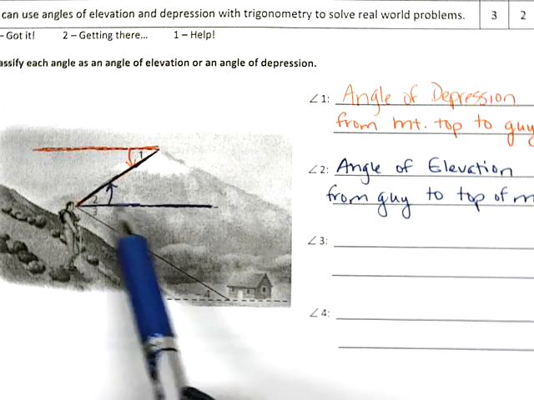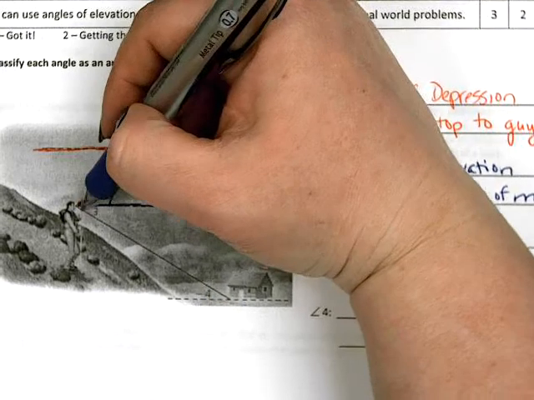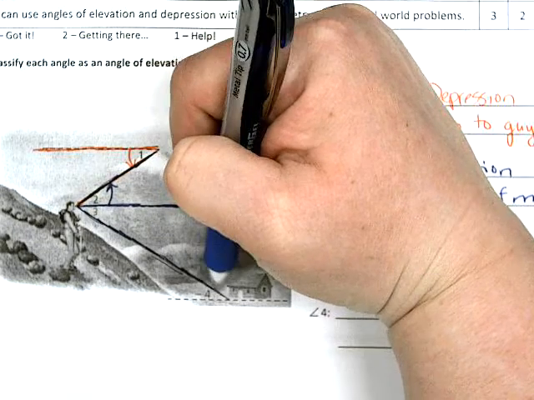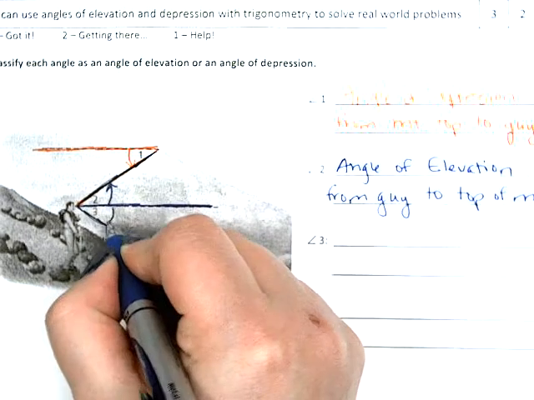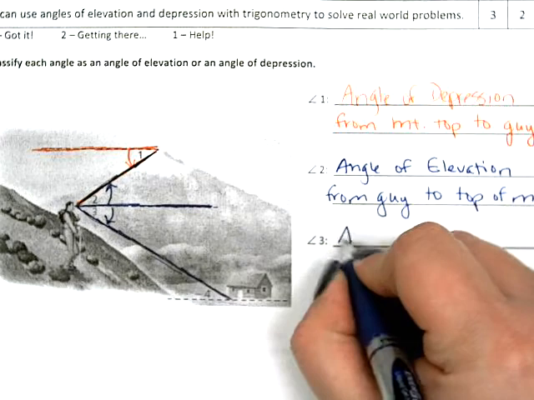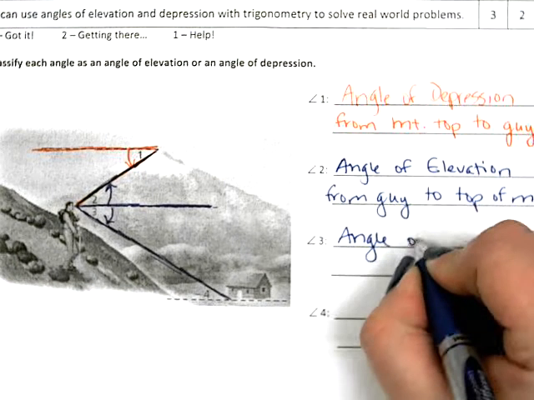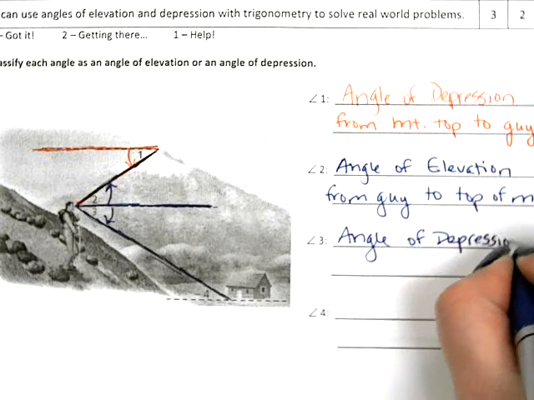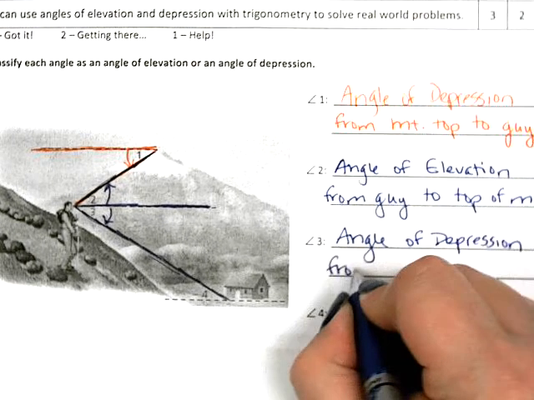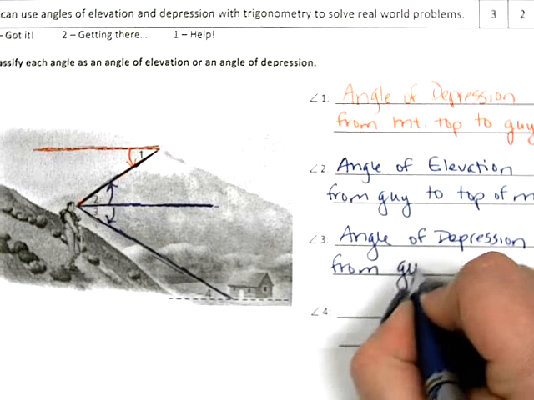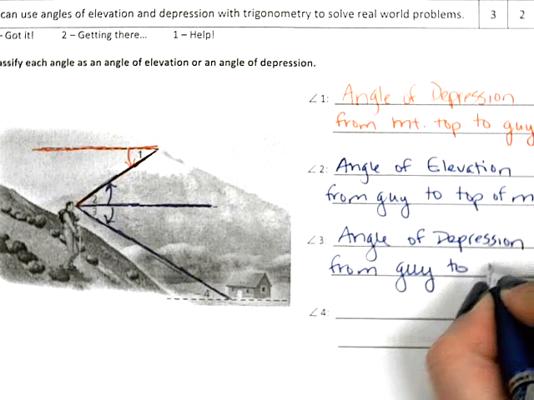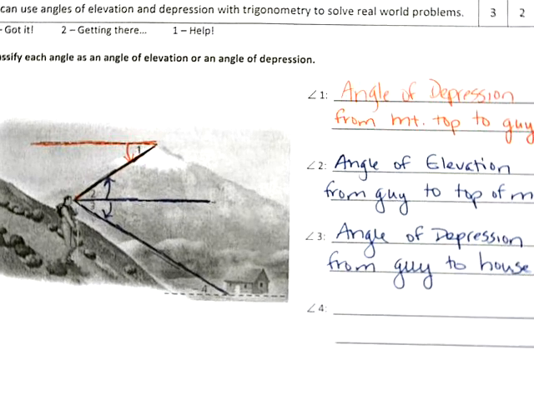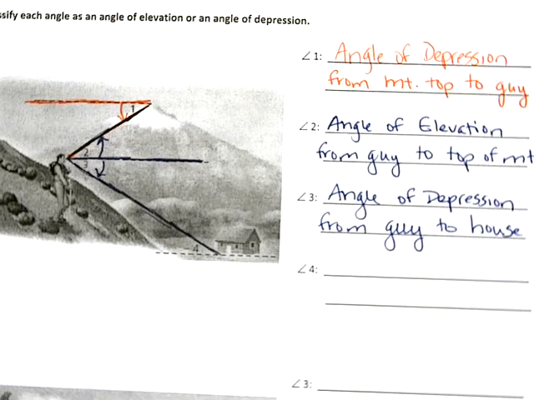This guy's looking straight out, but now he's looking down to the house here, which means angle 3 is an angle of depression. And it's from the guy to the house. Okay, or to the ground next to the house, however you want to word it is fine.